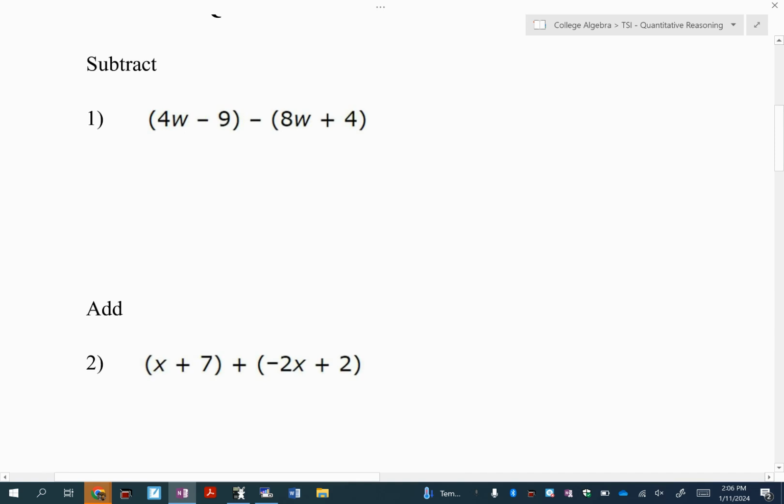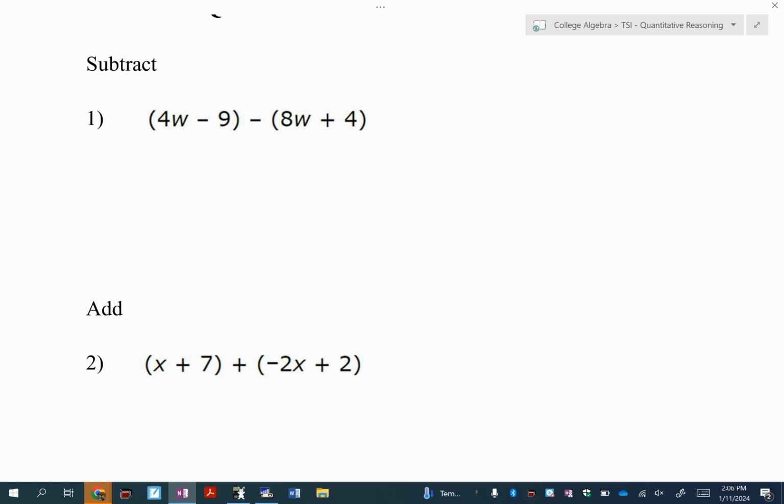Let's do these, then we can chat about it. Okay. Here we go. First one. So, first one says 4w minus 9 minus 8w plus 4.